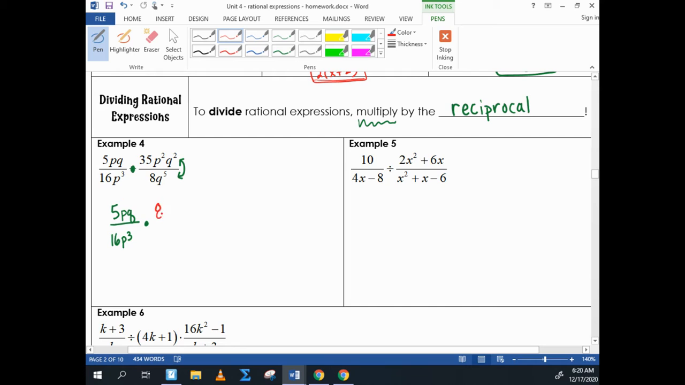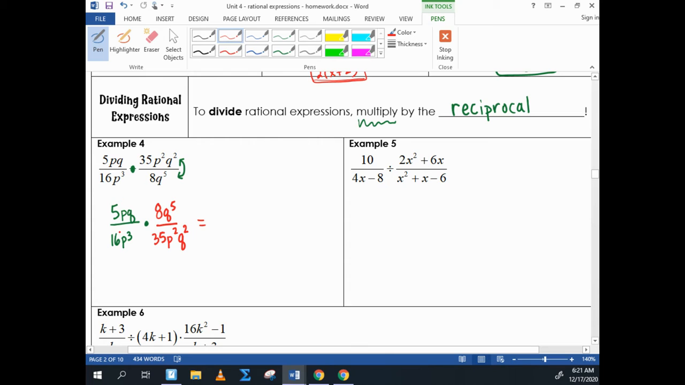So we're going to put the 8q to the 5th up here, and then the 35p squared q squared down here in the bottom. That's all it is. And then it's just a multiplication problem. Now, this was like our first example. They're all monomials. We can't factor. So you simply multiply them together and then simplify.